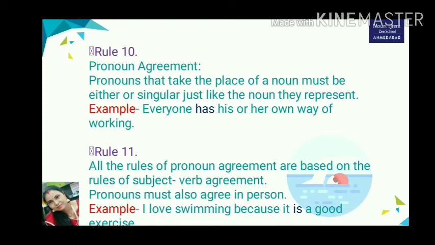Rule number 11. All the rules of pronoun agreement are based on the rules of subject verb agreement. Pronouns must also agree in person. For example, I love swimming because it is a good exercise. Here we are talking about swimming. So we are using a singular verb for swimming. We are considering swimming as a singular subject.